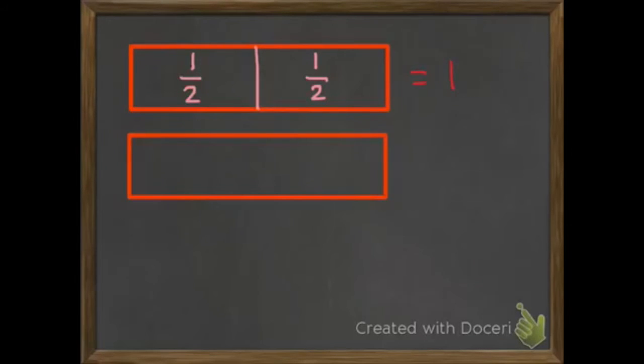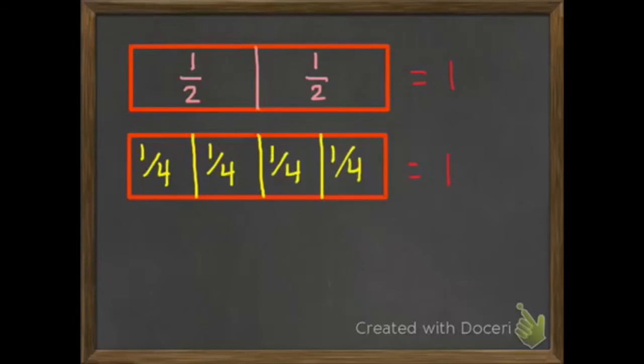Here's the second rectangle. So that's one whole rectangle. This time I'm going to divide it into 4 equal pieces. So these are all going to be 1/4. And together I have 4/4. That equals 1 whole.